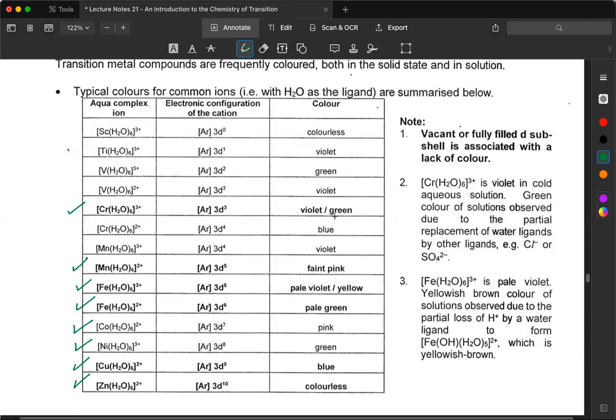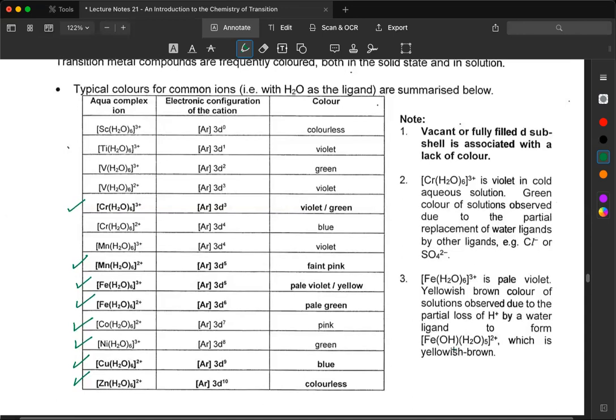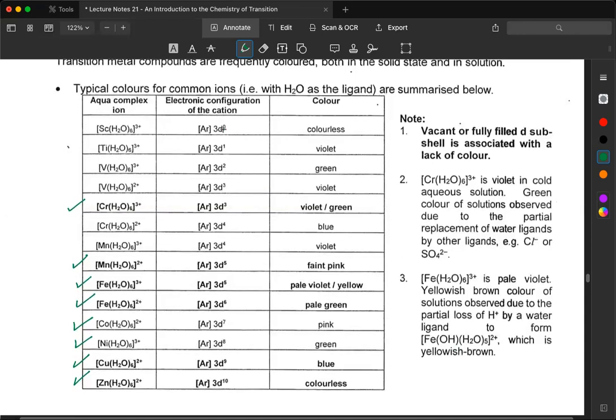Cr(H2O)6 3+ is violet in cold aqueous solution. Green is observed due to the partial replacement of the water ligand by other ligands. Fe(H2O)6 3+ is pure violet. Yellowish brown color is observed due to partial loss of H+ by a water ligand, which is yellowish brown for this one. This one we went through just now already. So there are some exceptional colors. This one has no electron in 3d, so it's colorless.